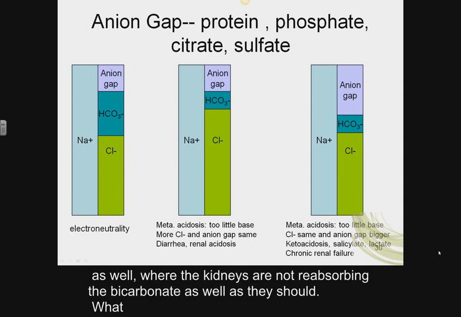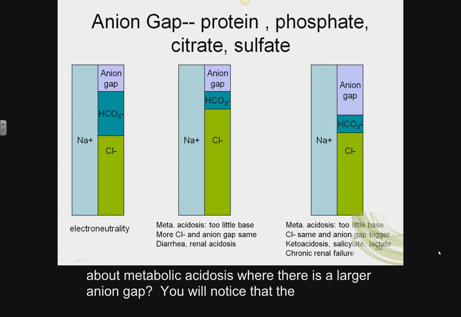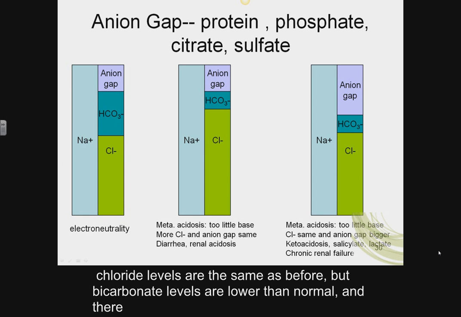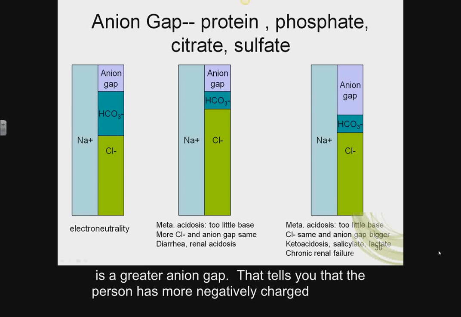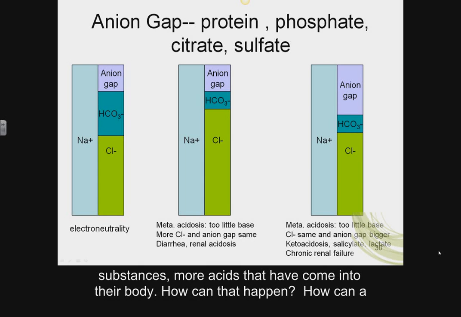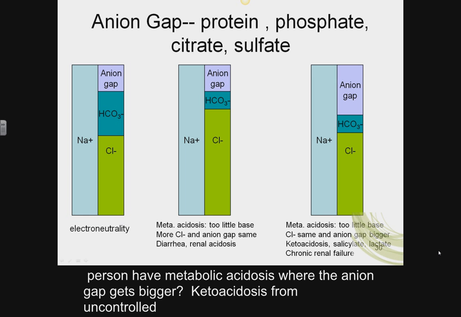But what about metabolic acidosis, where there is a larger anion gap? You will notice that the chloride levels are the same as before. Look at the far right-hand picture. But bicarbonate levels are lower than normal, and there is a greater anion gap. That tells you that the person has more negatively charged substances, more acids that have come into their body. How can that happen? How can a person have metabolic acidosis where the anion gap gets bigger?